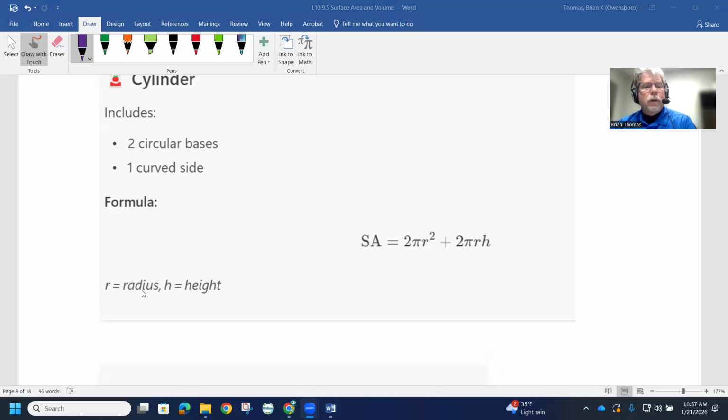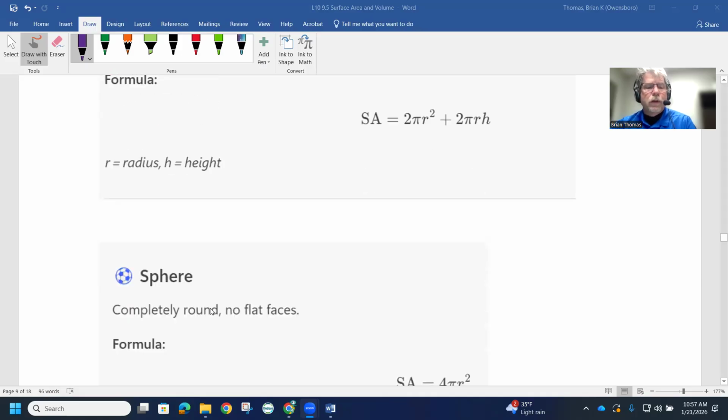So again, notice how here R is the radius. That's going to be from the center of the cylinder out to the edge of the circle, or to a point on the circle, if you will. Remember, the radius is tied to the top or the bottom of the cylinder, where the height is going to be the distance from the bottom of the cylinder to the top of the cylinder.